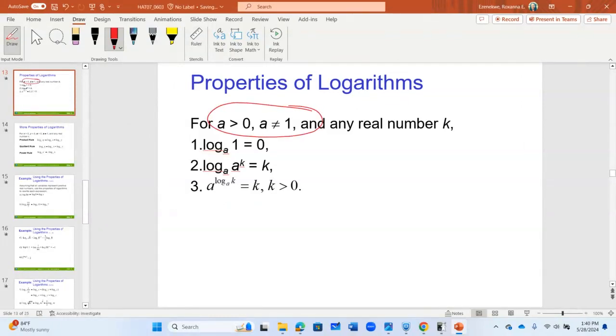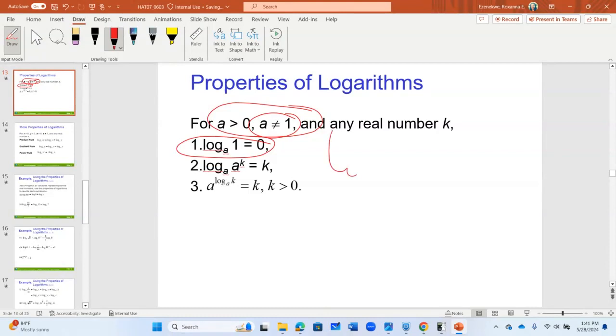These are just exponents, the same thing as with the exponential function. The base of an exponential function and logarithmic function cannot be negative. Also, the base cannot be equal to 1, just like an exponential function. For a logarithmic function, the base cannot be negative, and the base cannot be equal to 1. Okay, anyway, this is property number 1.